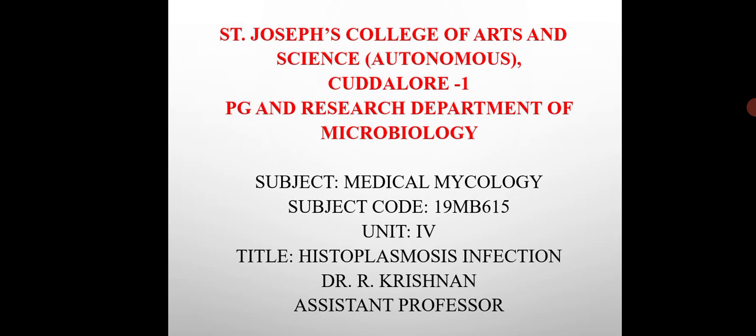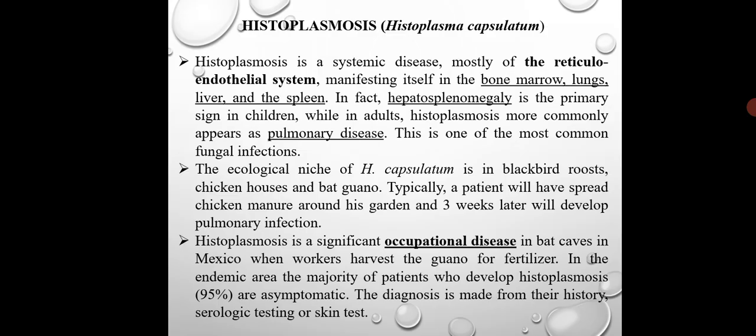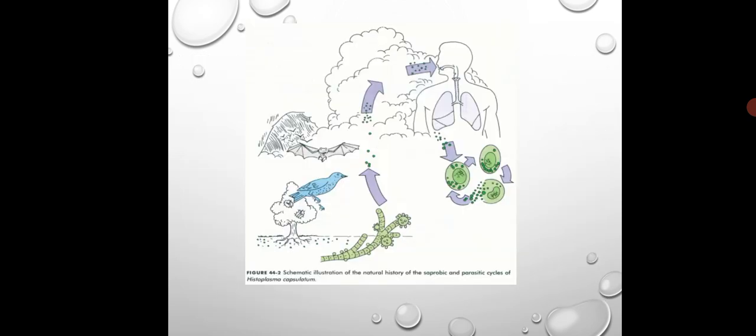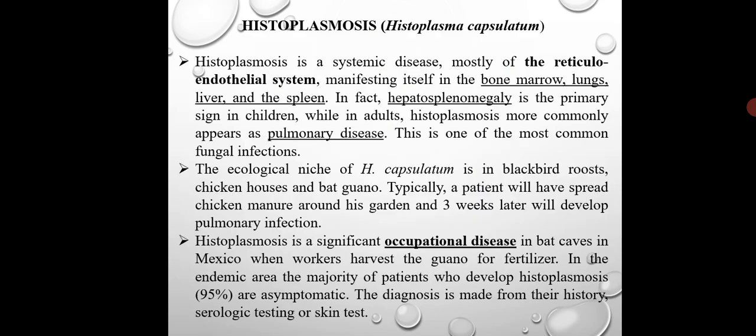Today, I am going to present the topic about histoplasmosis infection, which comes under the subject medical mycology. Histoplasmosis is said to be a systemic disease. Most of the infections can be seen in the reticuloendothelial system, and the pathogen name is Histoplasma capsulatum. This infection can also occur apart from the reticuloendothelial system, in the lungs, liver, and spleen.